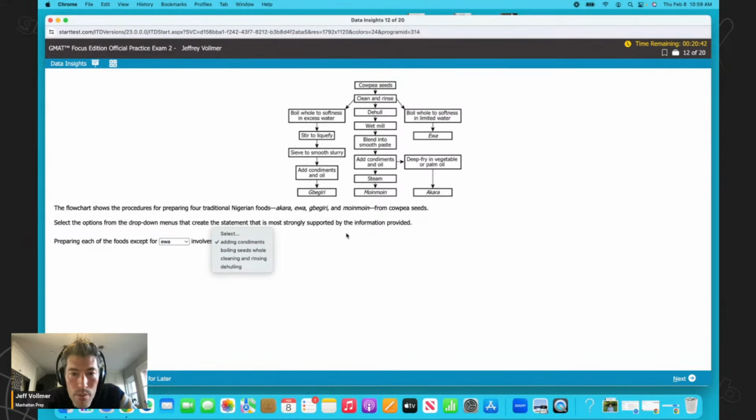And then dehulling. Where's dehulling? That only leads to moin and akara. It doesn't lead to iwa. It doesn't lead to kubigiri. I feel good about this one. Yeah, kubigiri, moin, akara. Boom, boom, boom. Only iwa doesn't use condiments. On to the next.